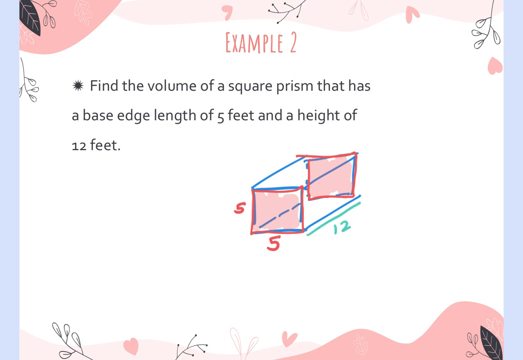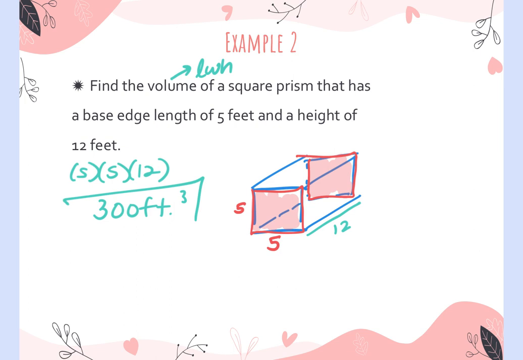You can totally do a square rectangular prism without drawing it out because the volume would be length times width times height. In this case, our length and width are the same. So this is 5 times 5 times 12, or 300 feet cubed. If you did it using the base area times the height, the base area would be 25 because it's a square, times the height is 12, and it still gives you the same answer.